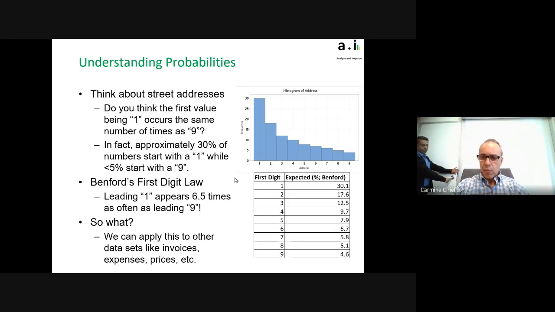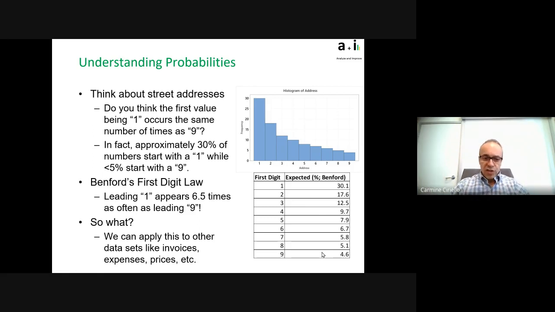What you see on the bottom right is, if you wanted to use this for your own work, you can see what the expected outcome is from 1 to 9. So you would expect the number 1 to show up 30% of the time as a first digit, but the number 9 only shows up less than 5% of the time as a first digit.